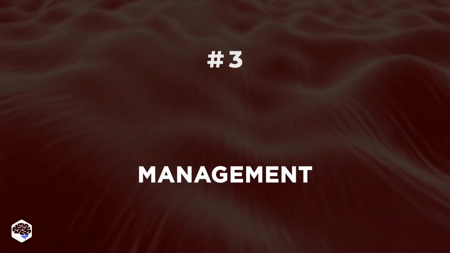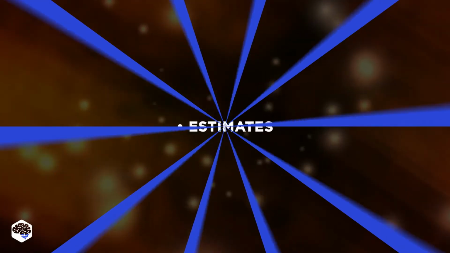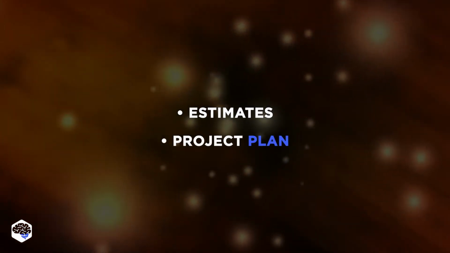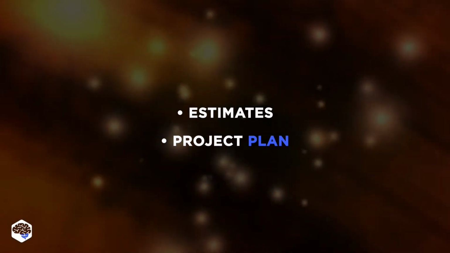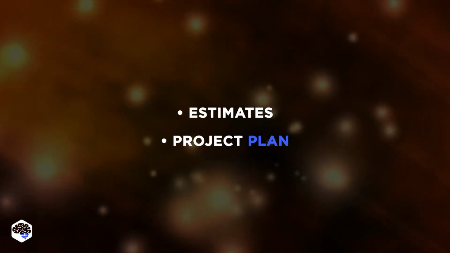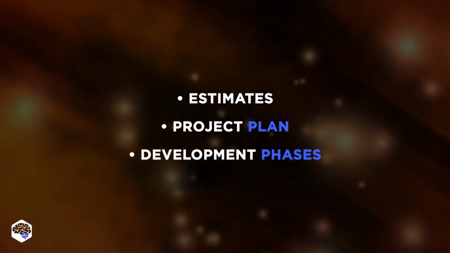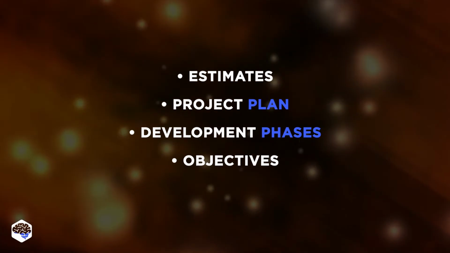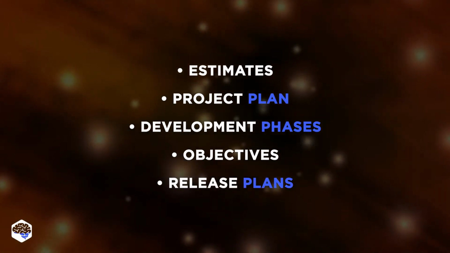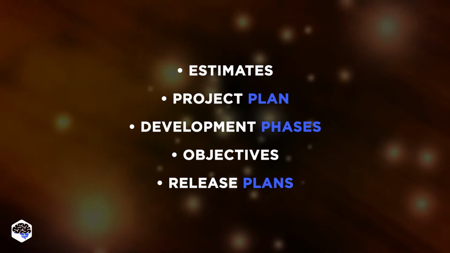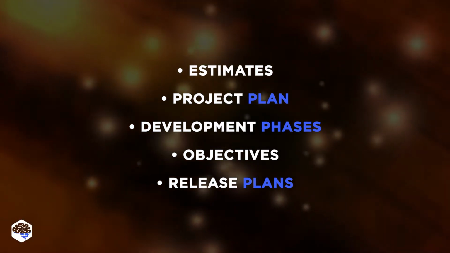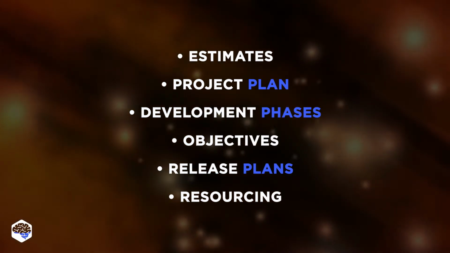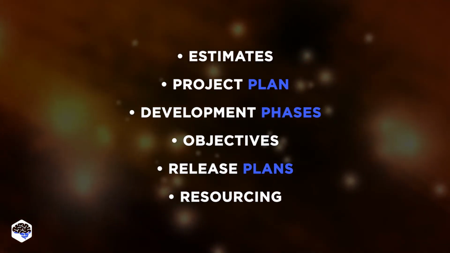The next section is management. We include estimates, predicted duration and cost of the project plan, meaning an approximate schedule, the project's main stages, and available resources. Development phases, with general description, objectives of every stage, release plans, with the expected release dates and status, beta, demo, alpha, etc. And finally, resourcing, describing available and unavailable skills, hardware, and software.